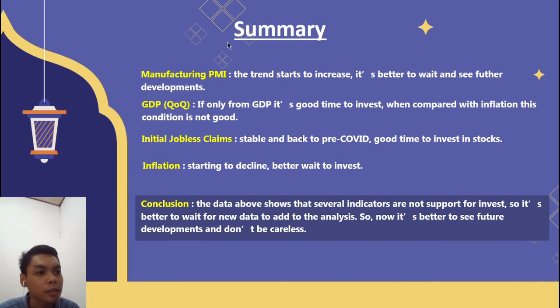So this is the last summary. One, manufacturing PMI: the trend starts to increase, and it's better to wait for future development. Two, GDP: if only from GDP, it's a good time to invest, but when compared with inflation, this condition is not good. Three, initial jobless claims: stable and back to pre-COVID, a good time to invest in stocks. And the last, inflation: starting to decline, but it's better to wait to invest because the inflation rate is still more than 3%.